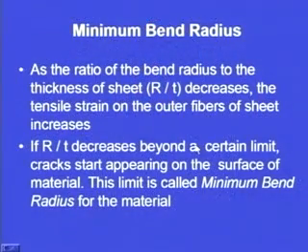Now, we come on to minimum bend radius. So, what is minimum bend radius? It is based on the ratio of the bend radius to the thickness of the sheet. Bend radius is already designated as capital R, and the thickness of the sheet is designated by small t. So, as the ratio of bend radius to sheet thickness, R by t, decreases, the tensile strain on the outer fibers of the sheet increases.